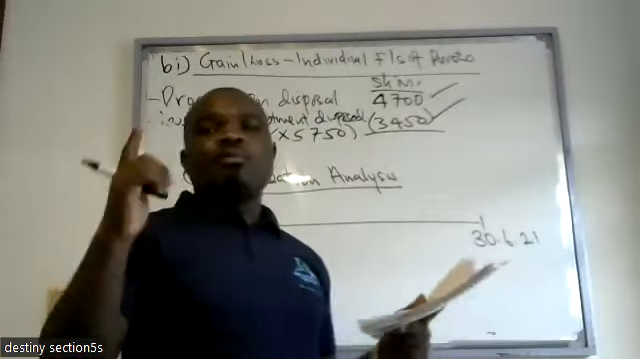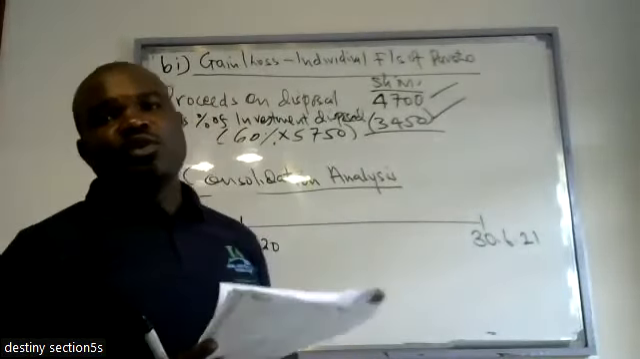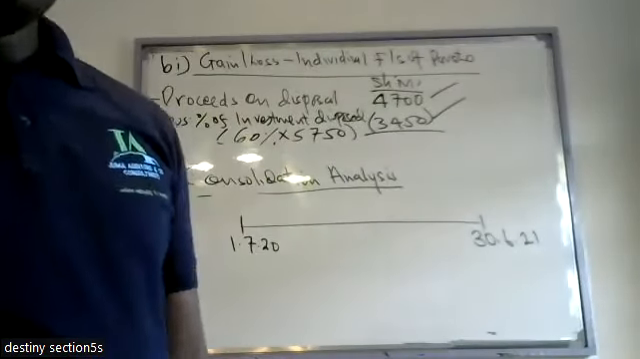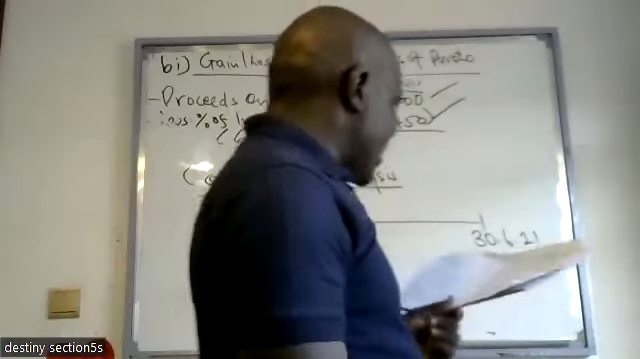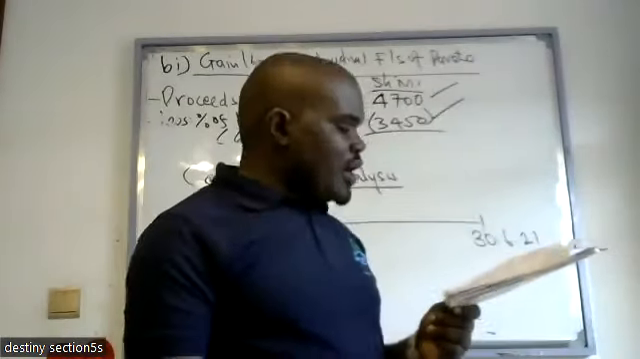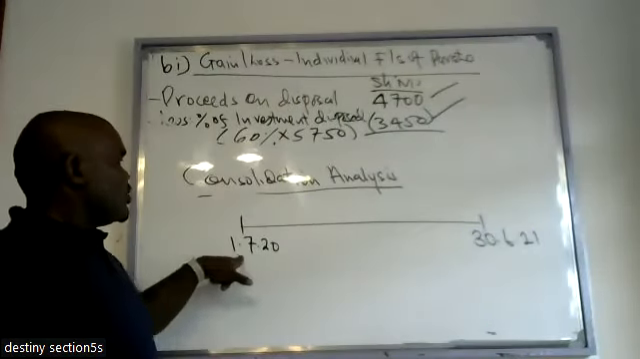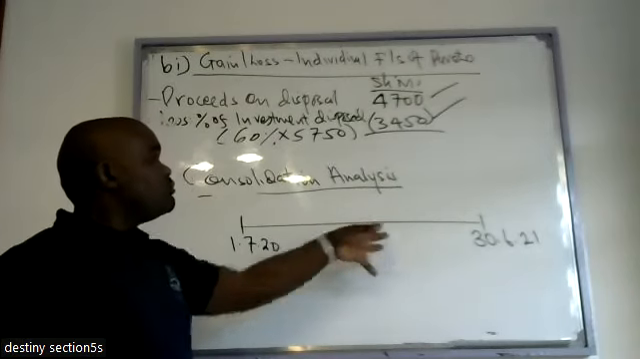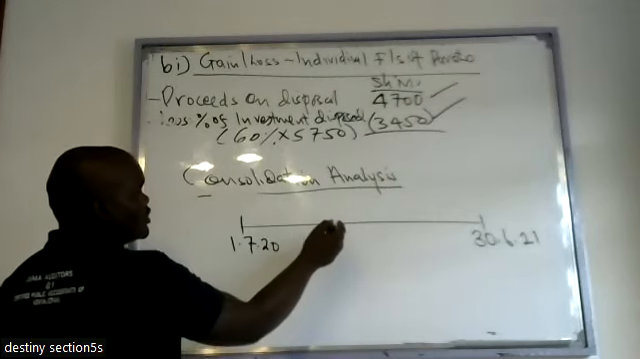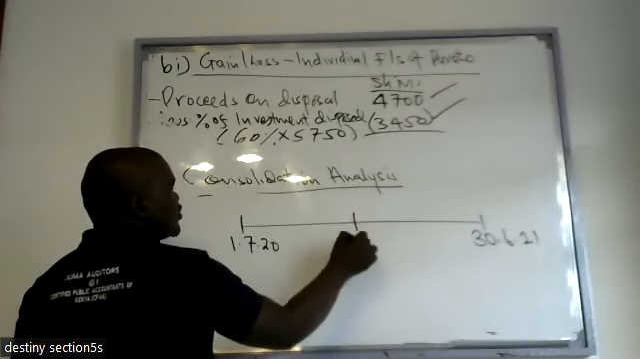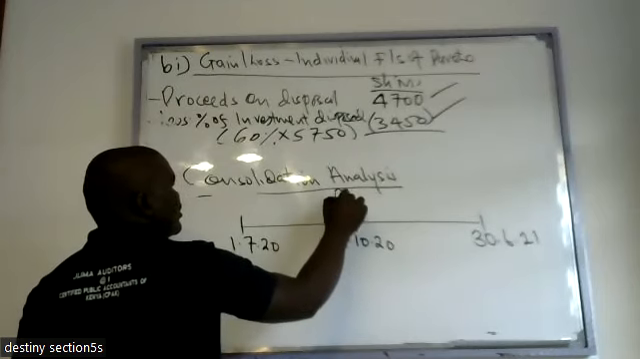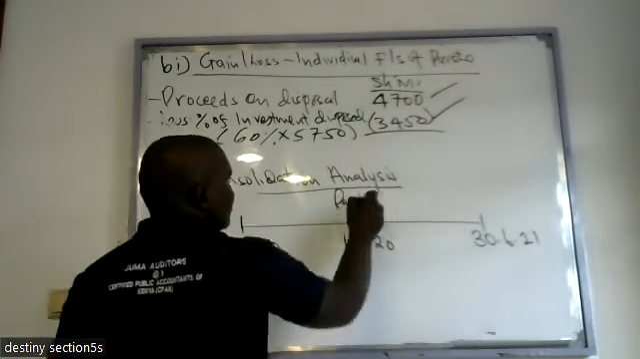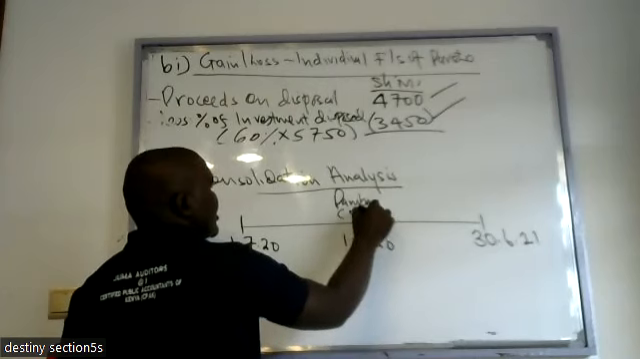Number 1, Pamba. Let's start with Pamba. When was Pamba acquired? Pamba, note 1, on 1st October 2020. You see? It means at the start of the year, Pamba was not there. Pamba came in between. So Pamba came somewhere here. 1st October 2020, Pamba was acquired. Subsidiary, 80%.